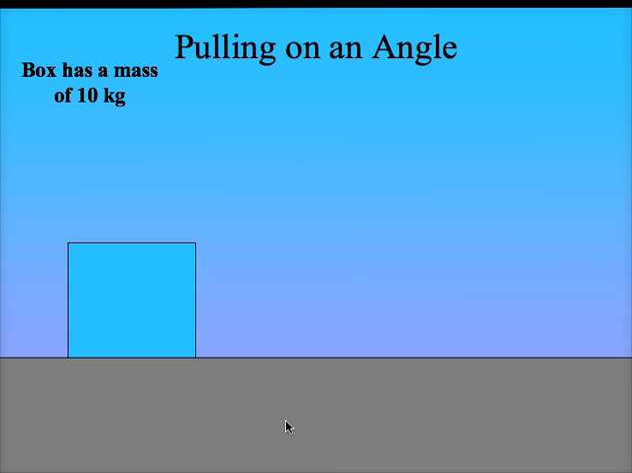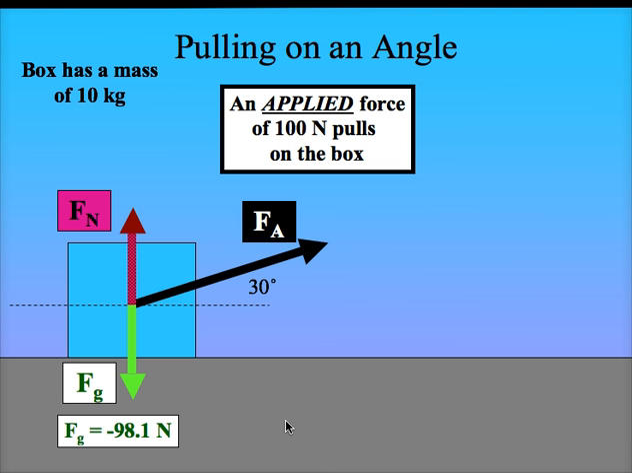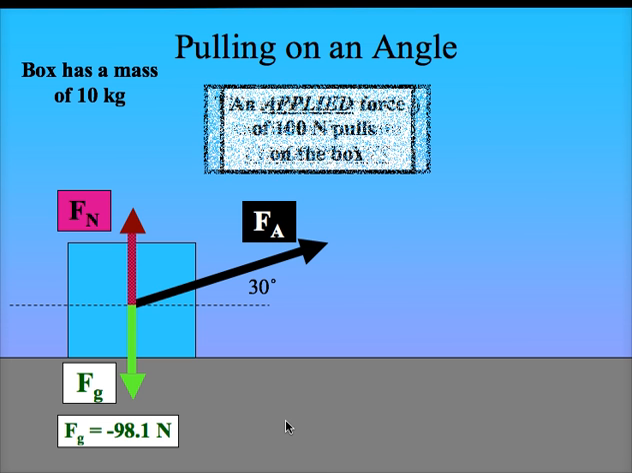The weight's going to act down with a force due to gravity of negative 98.1 newtons. That's 10 kilograms times negative 9.81 meters per second squared. We're going to apply a force of 100 newtons on this box, but we're going to apply it at an angle above the horizontal of 30 degrees.